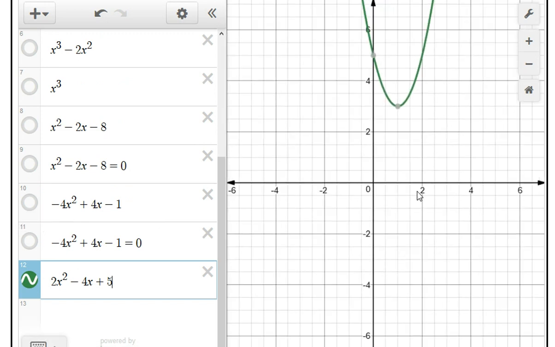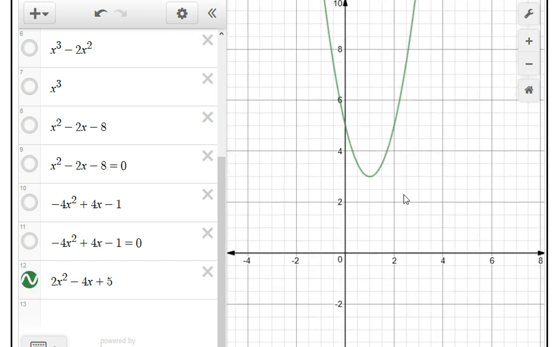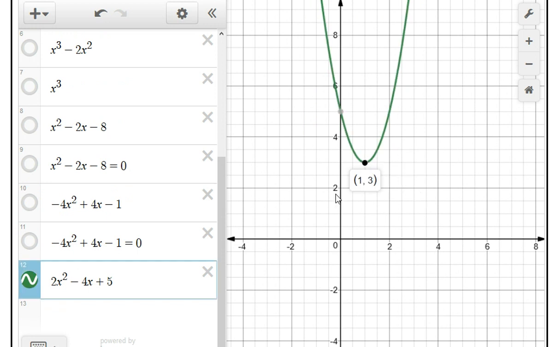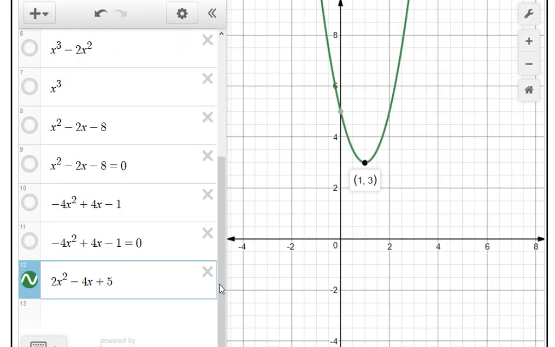Can you really see? We have got a graph. Yes, we have got. That is not an issue. But it is not crossing the x-axis. If you can see over here, it is not crossing or touching the x-axis. Until the time it doesn't touch, you say that it does not have any zero, because it is going above only. No point of intersection or touching with the x-axis, so there are no zeros, and here also we wrote no zeros. But let's see about the equation.